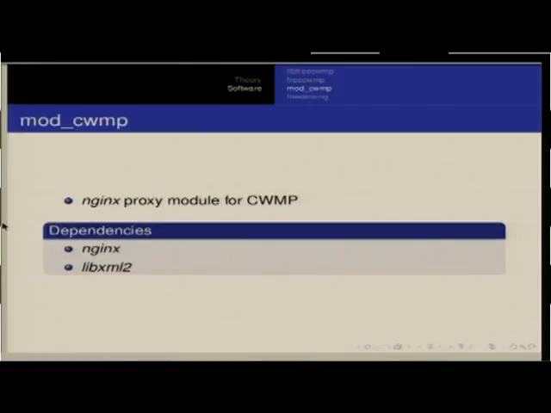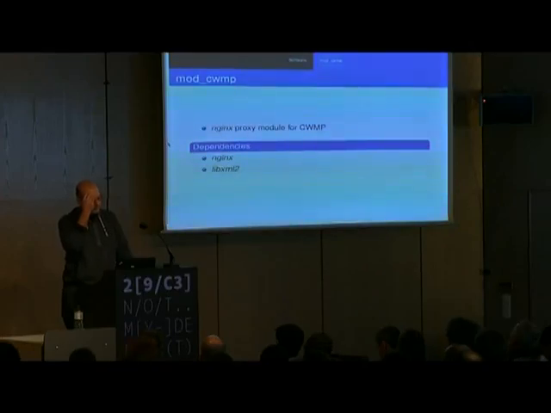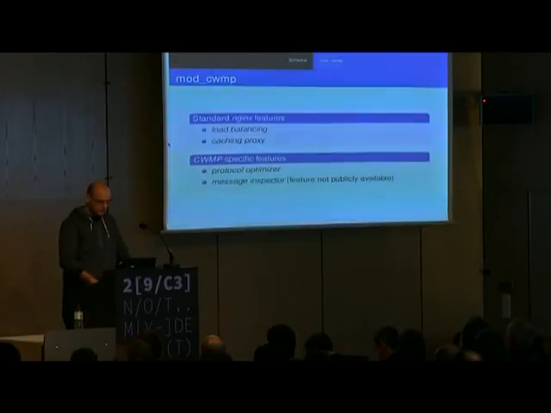So mod CWMP is an Nginx proxy module for the CWMP protocol. It depends on Nginx, obviously, and I have decided to use libxml2 because it has many more features, but we did not use that one in FreeCWMP because it was too big for embedded devices. Okay, so you might be thinking, why would you code the proxy?